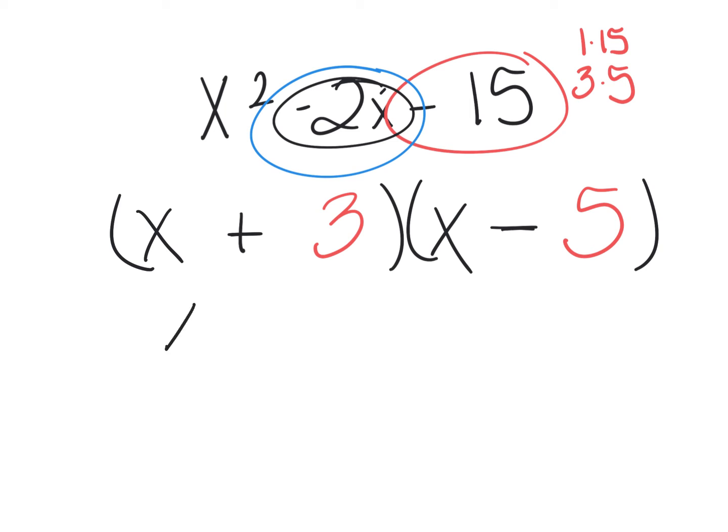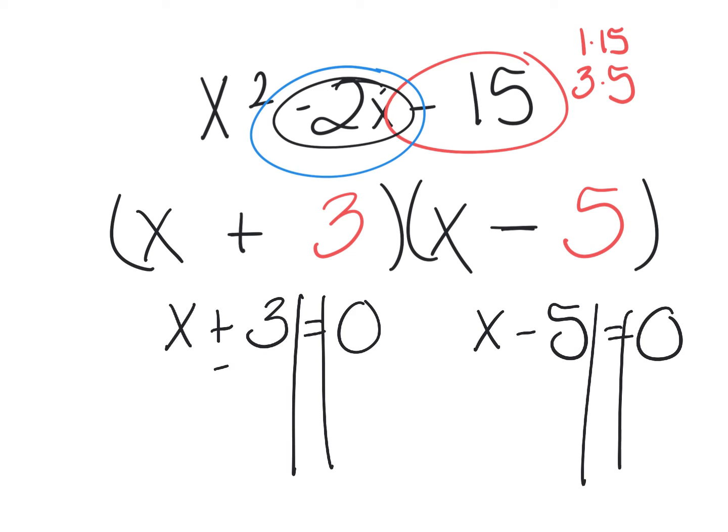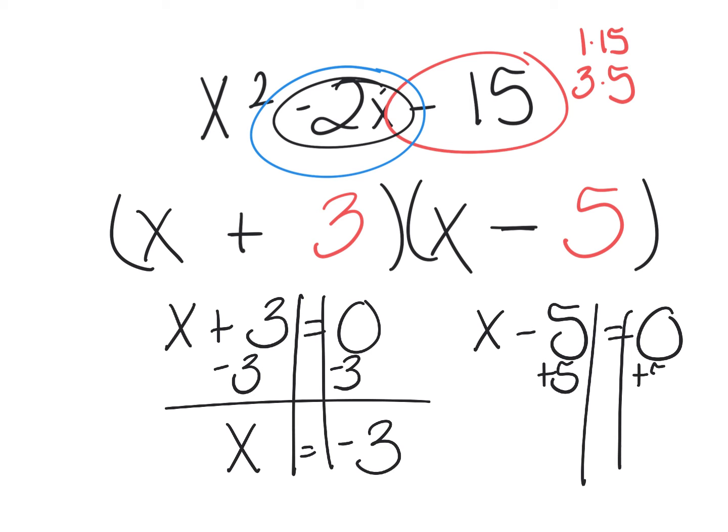Okay, so we have x plus 3 is equal to 0. x minus 5 is equal to 0. If you need to solve those, you can. We're just going to do the inverse or opposite operation. x is equal to negative 3. Opposite of subtracting is adding. x is equal to positive 5. Bam, we are done with that particular problem.